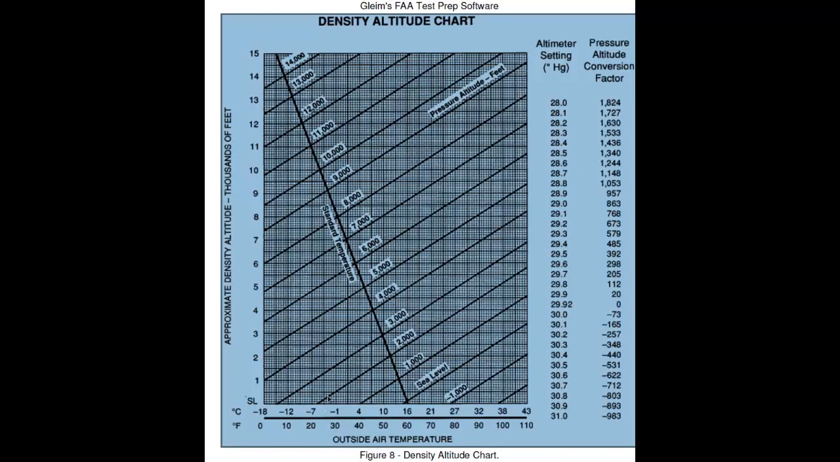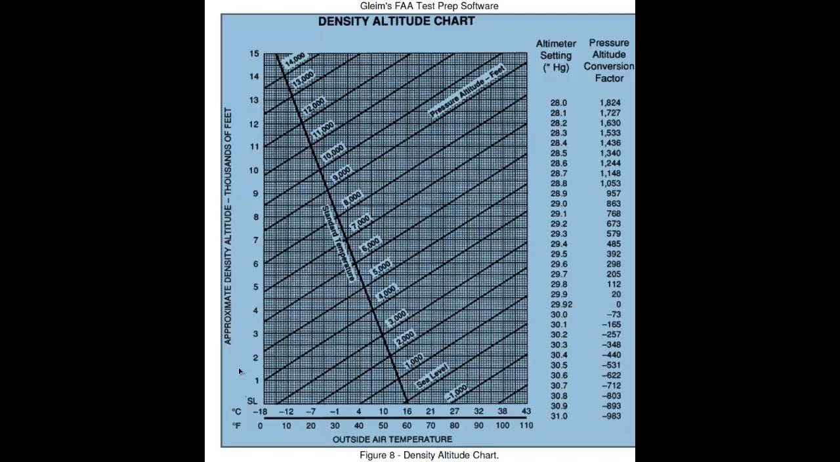And we're going to run this up to 3,500 feet pressure altitude, which will be right in the middle of 3,000 and 4,000 feet. Then we run it over to the left to the 2. This is on that line right there. And so our approximate density altitude in thousands of feet would be 2,000 feet.